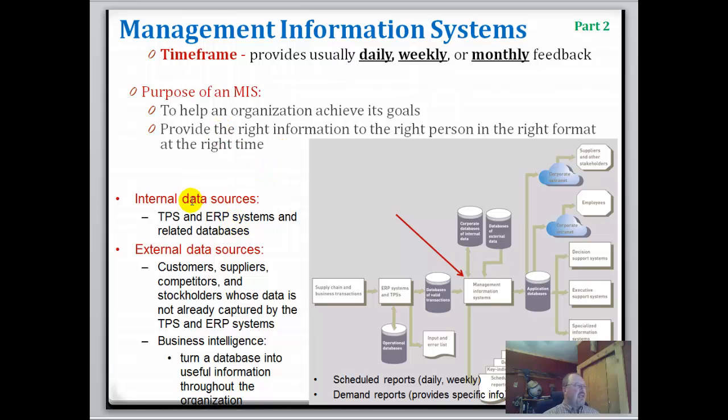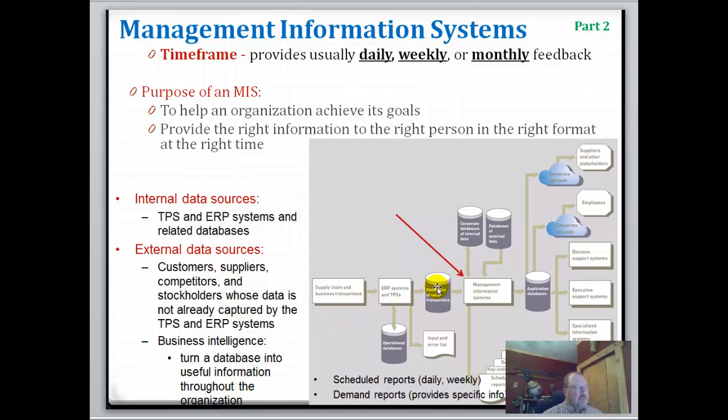So, internal data sources: the TPS and ERP systems, and the related databases. An ERP is Enterprise Resource Planning. It's sort of the software that actually runs this TPS stuff. Now, with external data sources, you have customers and suppliers, competitors, stockholders, all of these people who are out there. With the student information system, it's students and faculty and administration.